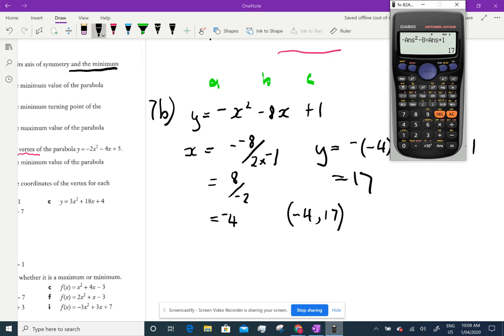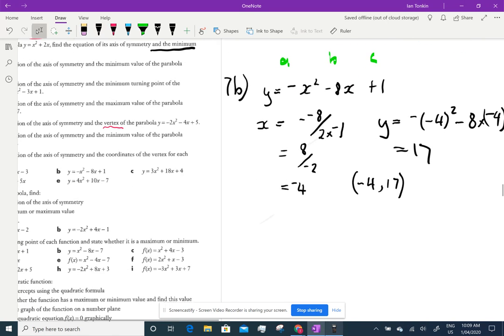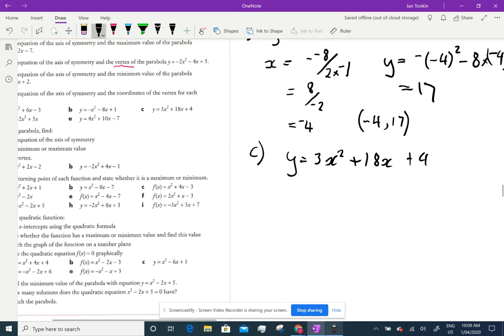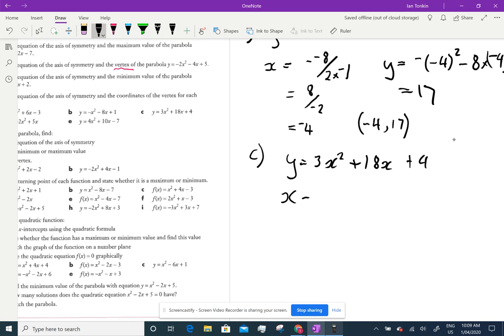It's just quicker. All right, the other one I wanted to do was 7c, because it's a positive. And what do we got? Y equals 3x squared plus 18x plus 4. Okay. Vertex is when x equals minus b on 2a, so minus 18 on 2 times 3, minus 18 on 6, -3.